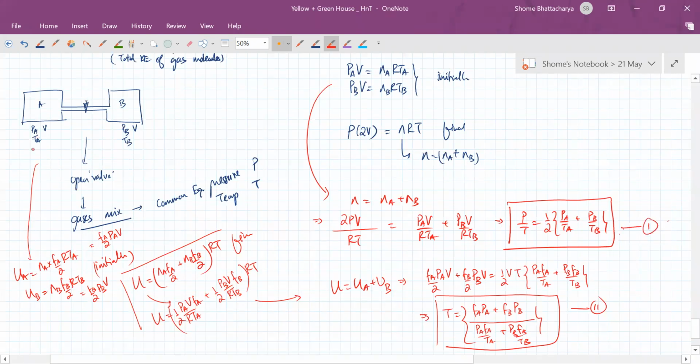Okay, so here, of course, FA is the degrees of freedom for gas A, and FB is the degrees of freedom for the gas in sample B.